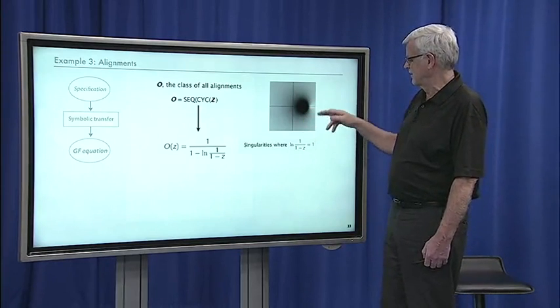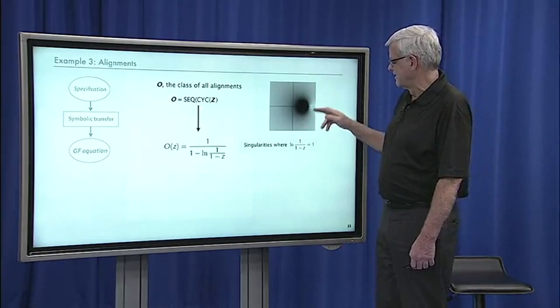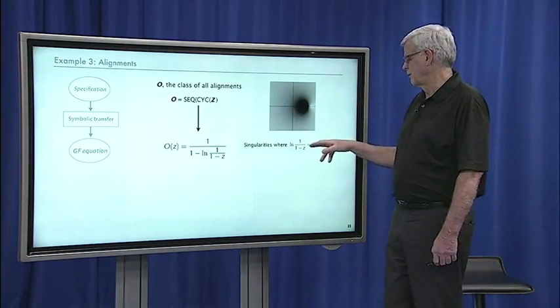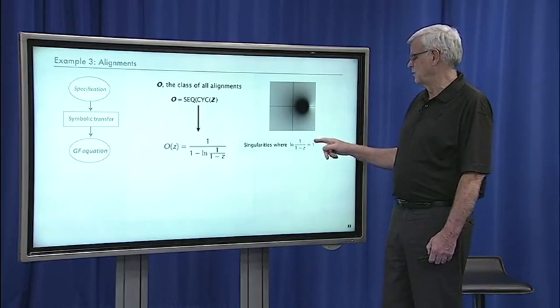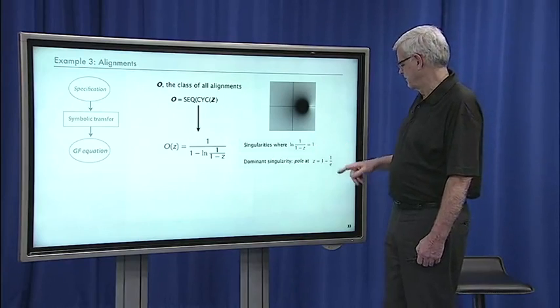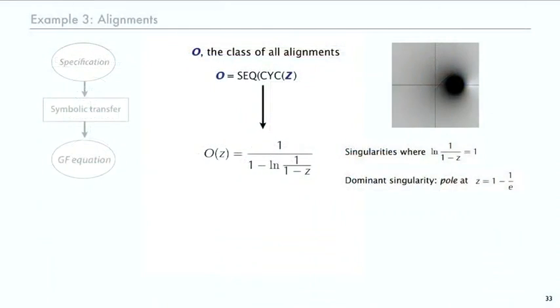care about. This one's got one giant singularity where log of 1 over 1 minus z equals 1. And that's exactly when z equals 1 minus 1 over e. You plug that in, then you get a check. That's the dominant singularity. And there's others out there. But then we just do the calculation.